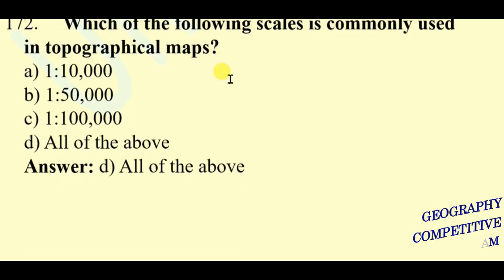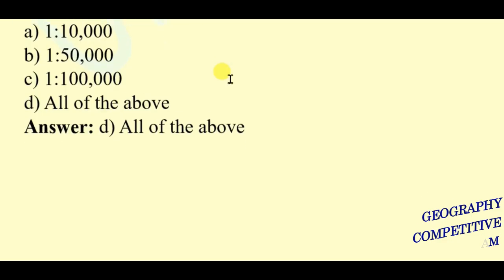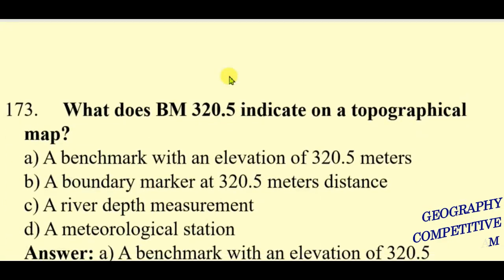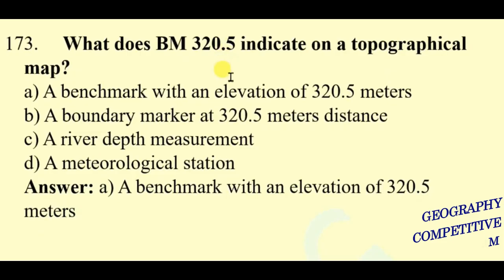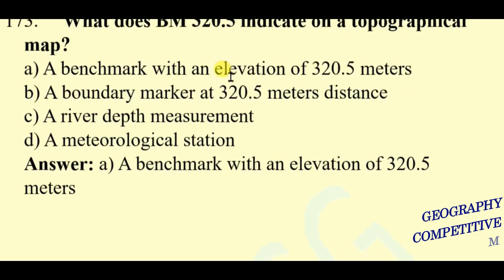But in case of most Survey of India topographical maps, it is 1 is to 50,000. Question 173. What does BM benchmark 320.5 indicate on a topographical map? A benchmark with an elevation of 320.5 meters, a boundary marker at 320.5 meters distance, a river depth measurement, a meteorological station. The right answer will be, of course, a benchmark with an elevation of 320.5 meters.